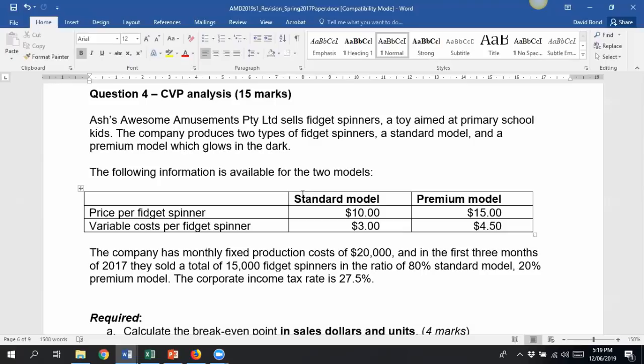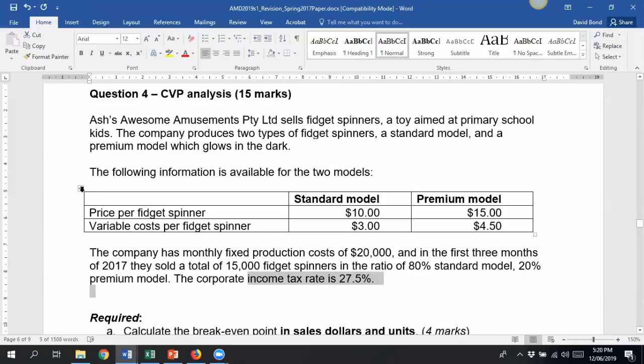Okay, so the critical thing is we have a company producing two products. Each of those products has a price. Each of those products has a variable cost. We also have information on fixed costs, sales with a product mix because we need to work something else out, and we have the corporate tax rate. So we've actually got a whole range of information. This is pretty much the whole gamut of what you'll need to be able to do for a CVP question. I don't think we can make it that much more difficult.